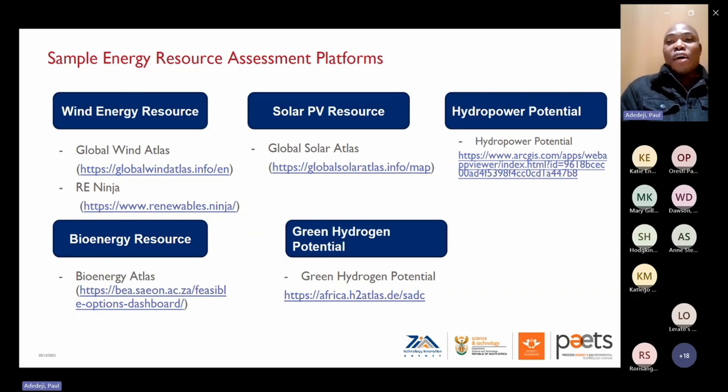So we have solar, we have hydropower potential as well. There was a project that was developed by a German company in partnership with ECOWAS and SADC. They developed hydropower potential and green hydrogen potential. This one is for the SADC, looking at green hydrogen potential for SADC, and that one for ECOWAS. So we could play around with this.